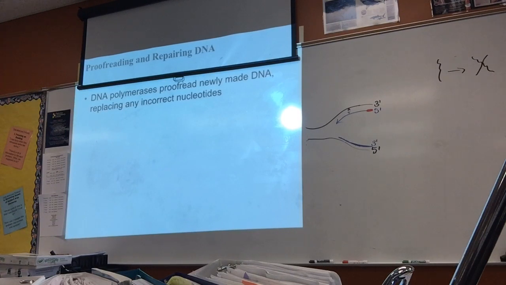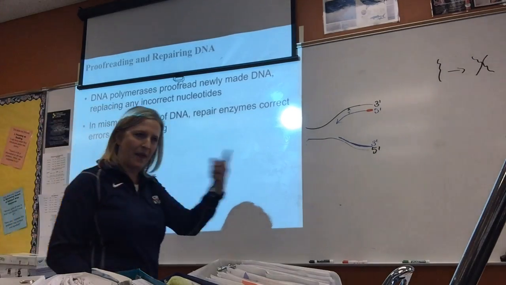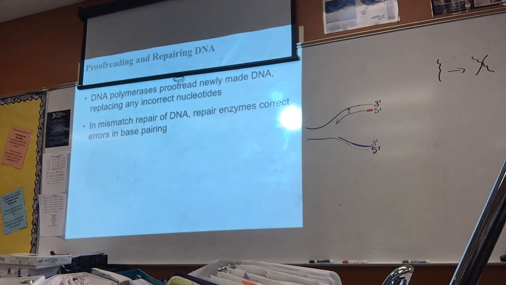So most of the time, these DNA polymerases, these enzymes, correct that and get rid of the messed up one and put in the right one, all right? So that's what it means by proofreading and replacing any incorrect nucleotides. This is called mismatch repair. Mismatch is when they accidentally match up the wrong base, all right? And so repair enzymes correct those errors in base pairing.